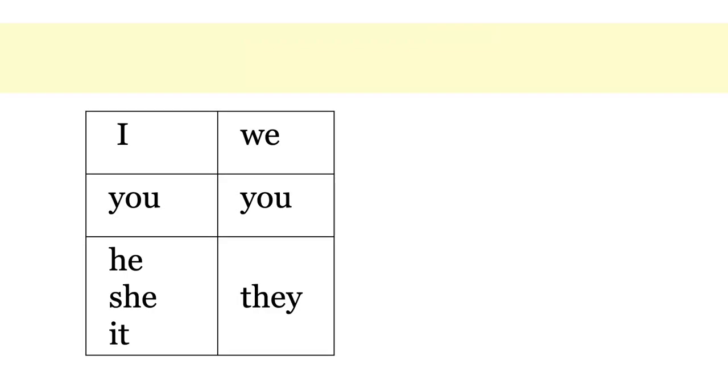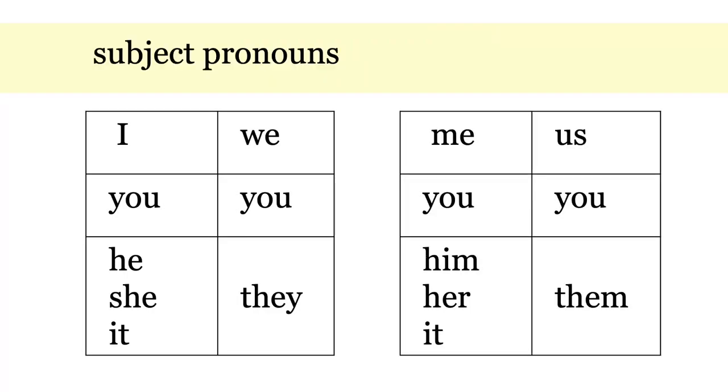Here are both charts side by side. These are the subject pronouns and these are the object pronouns. You can see you is the same for both charts, and it is also the same, but the other pronouns change. Let's look at some more examples.